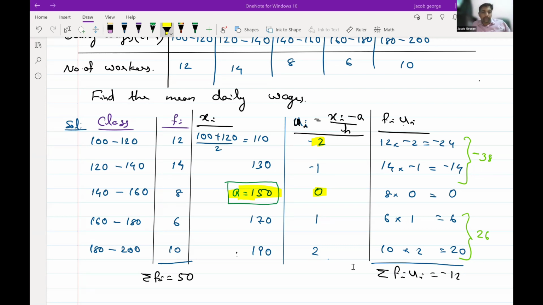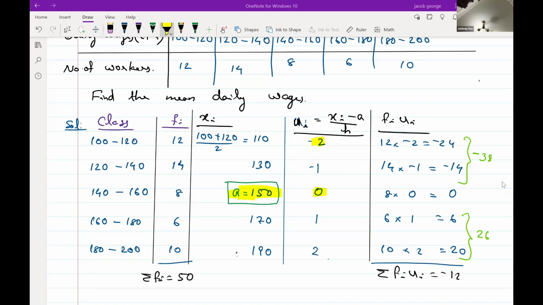Everybody got the formation of the table? Every student understood? Nathan? Yes, sir. Matthew? Yes, sir. All of you got it clear? Yes, sir. Yes, please ask.